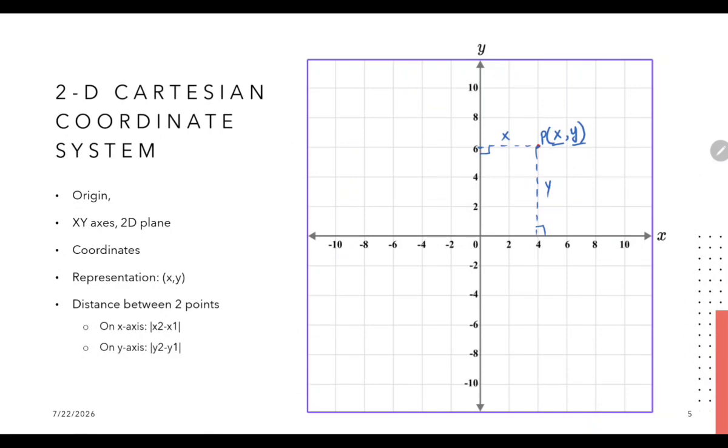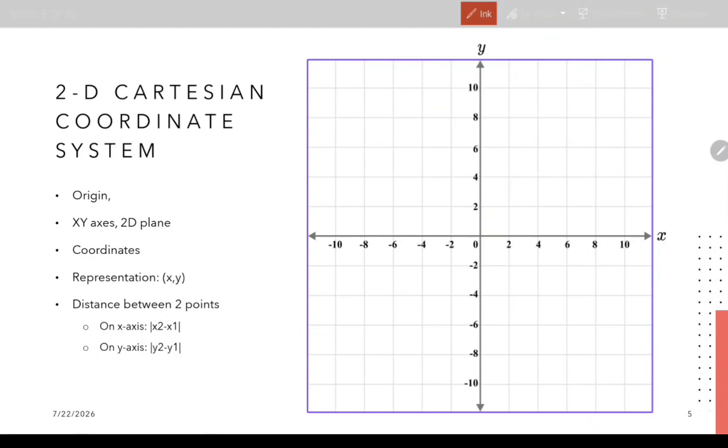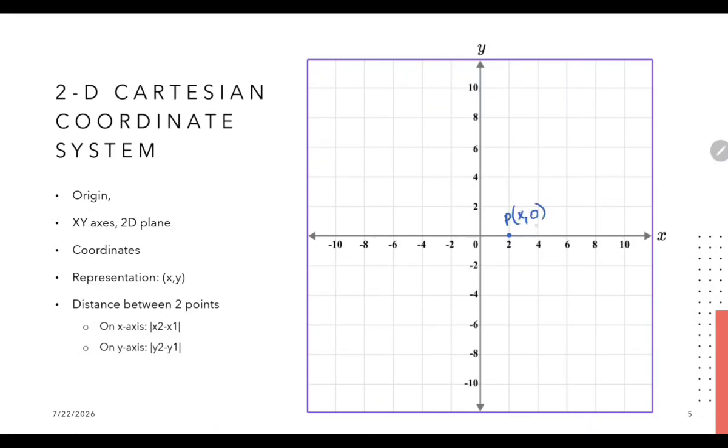Okay, now let us calculate the distance between 2 points if they are lying on the same axis. For example, the point P lies here on x-axis, P of x1 comma 0. Since the point is lying on x-axis, the y coordinate is 0, and Q is x2 comma 0. Both are lying on x-axis.